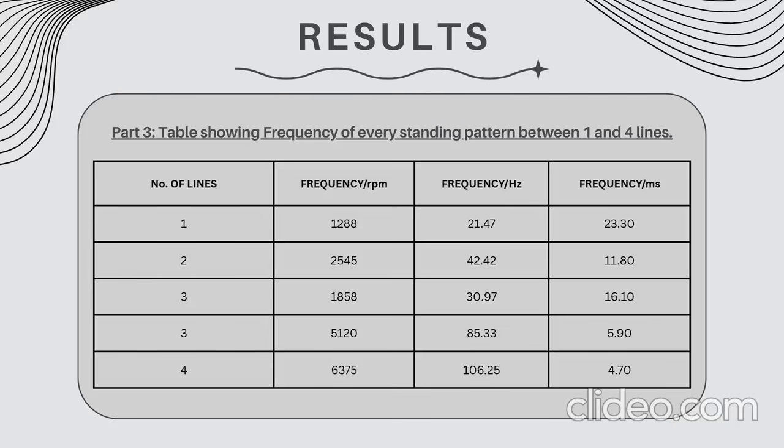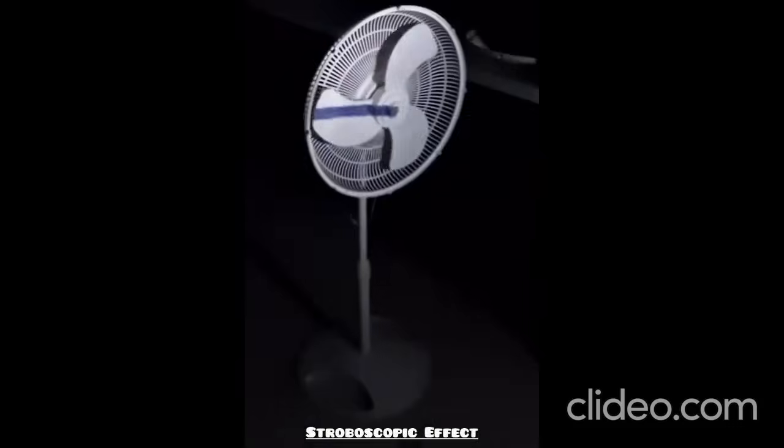For part 3 of the experiment, the frequency of every standing pattern between 1 and 4 lines was recorded and converted to milliseconds. So this was as follows. 1 line gave 23.3 milliseconds, 2 gave 11.8 milliseconds, 3 gave 16.1 and 5.9 milliseconds, and 4 gave 4.7 milliseconds.